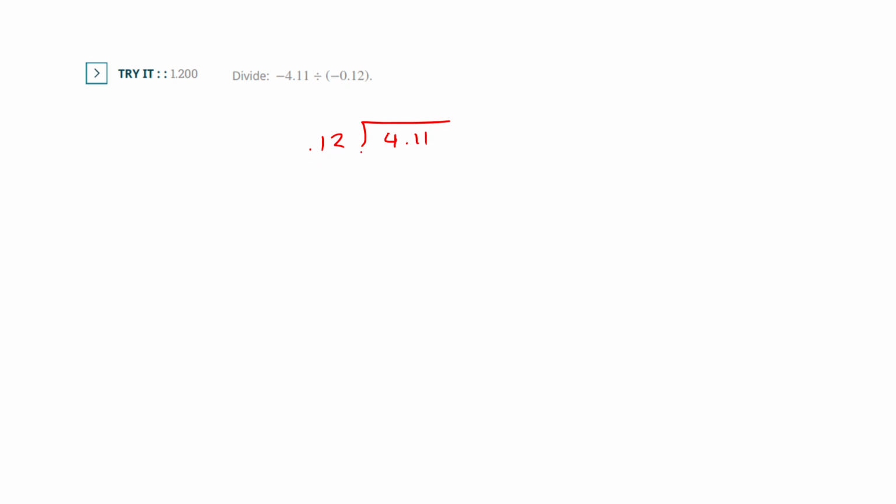Now I'm going to move this over 2 spots, so I got to move this over 2. So the comparable problem is this. I've just moved them both 2 decimal places. Okay, 12 can't go into 4, of course. 12 can go into 41 3 times. So my 3 times 12 is 36. Bring down 4. I got 51.